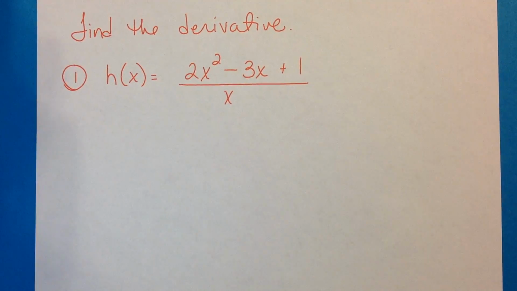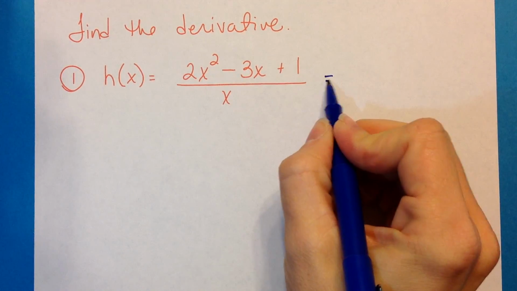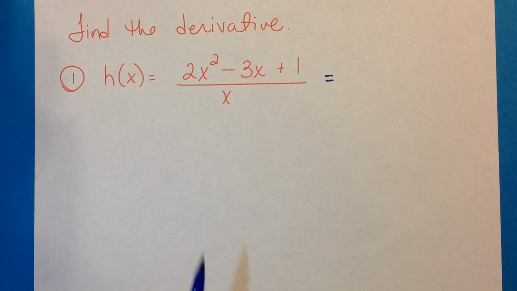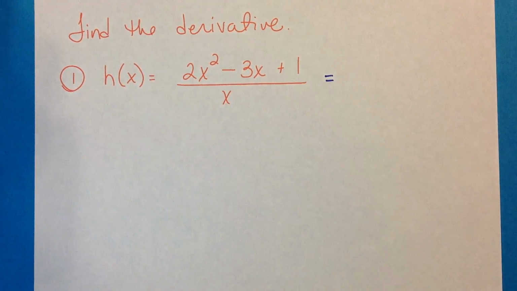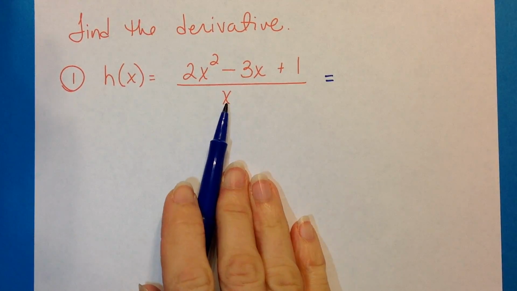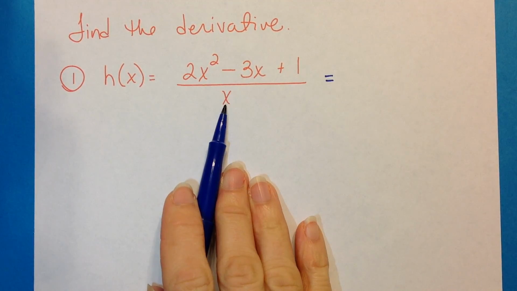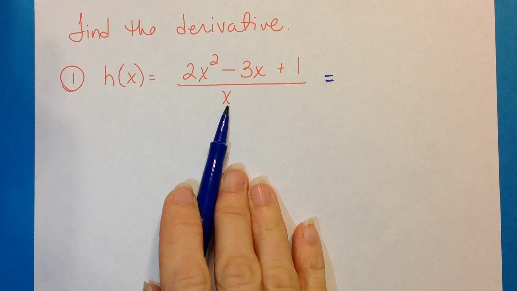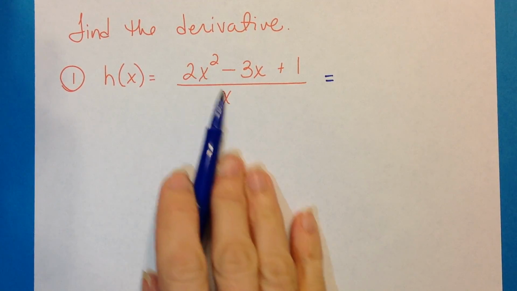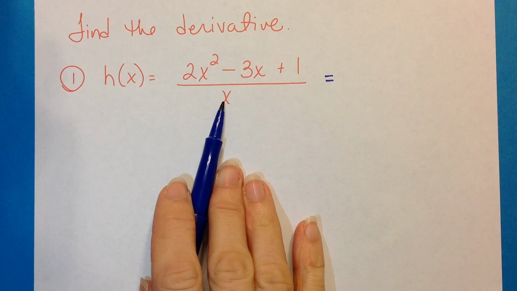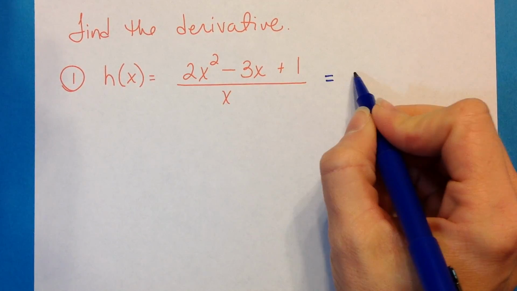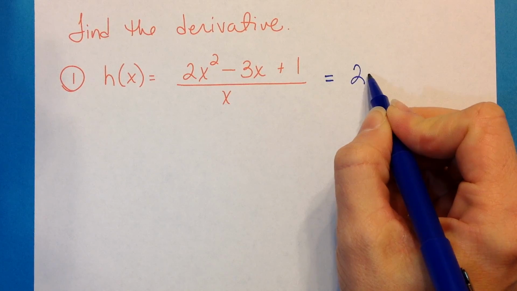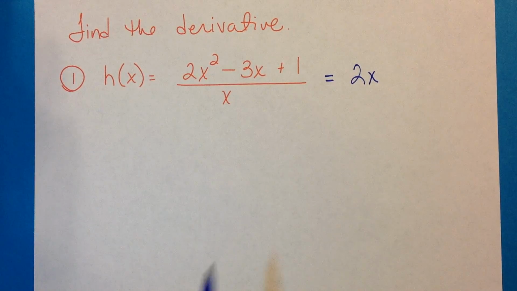Sometimes we don't have an option though. So the rewriting that I would suggest that you do here is actually just divide each of the terms on the top by the x. So if I do 2x squared over x, then you're going to be able to cancel this x that's on the bottom with one of those, which means this divided by this would just simplify to be 2x.